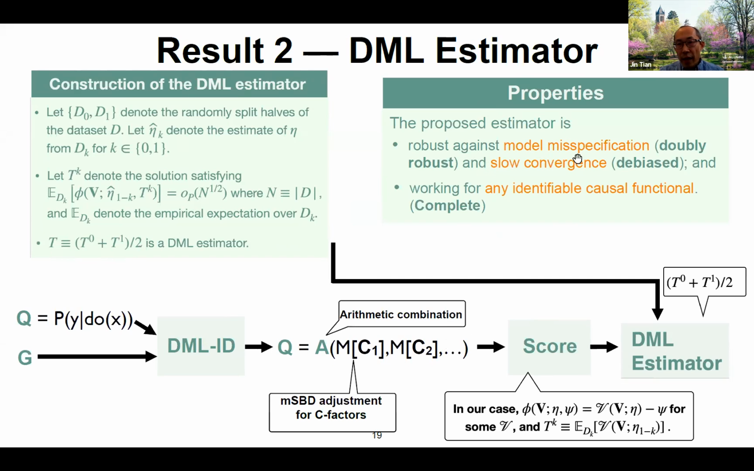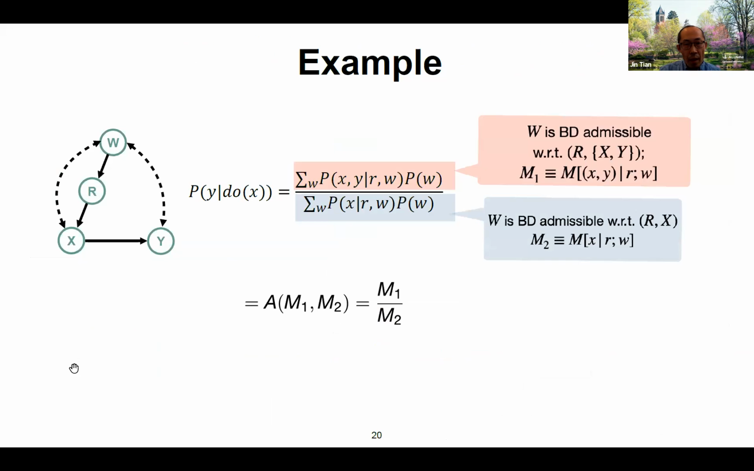And we show that they have the debiasedness property. Also, this estimator, as we have shown, works for any identifiable causal quantity given a causal graph. As a specific example, for this napkin graph, the causal effect given in this expression can be expressed as a ratio of two MSBD adjustment, in fact, two backdoor adjustment expressions.